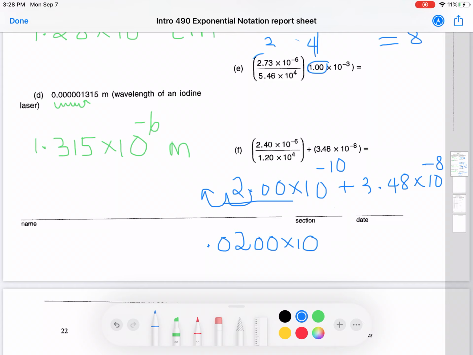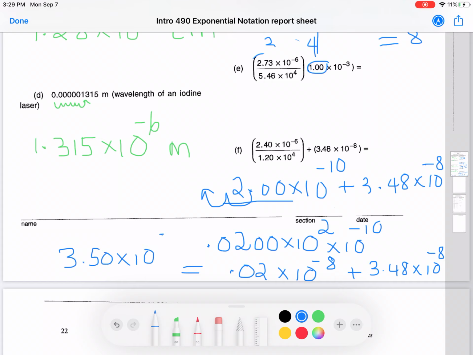So what we did was we made a bigger number a smaller one. So the exponent would be positive 2. And our original exponent is still there, negative 10. So 10 to the 2 with 10 to the negative 10 will make it 0.0200 times 10 to the negative 8. Now we made both of these the same exponent. So 0.02 times 10 to the negative 8 plus 3.48 times 10 to the negative 8. The exponent is going to remain 10 to the negative 8, 3.48 plus 0.02. That will give you 3.50 times 10 to the negative 8. Okay, that's the answer for that.